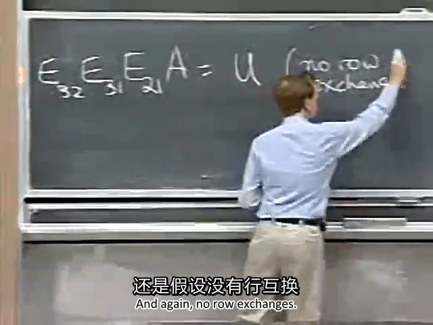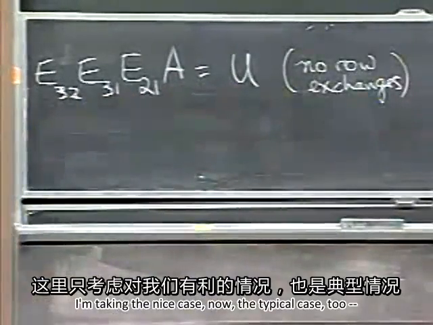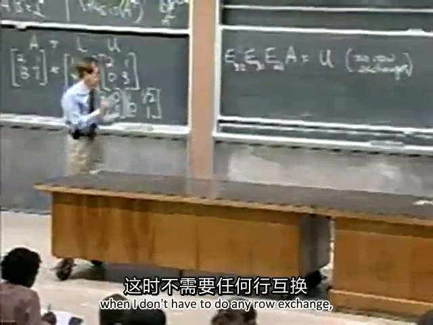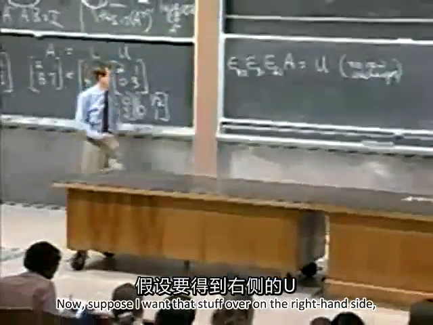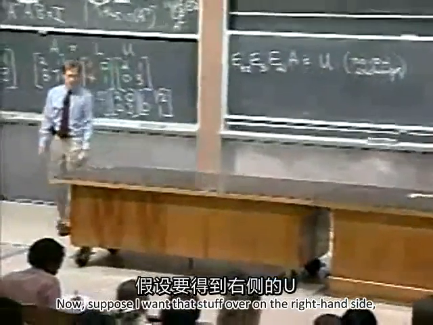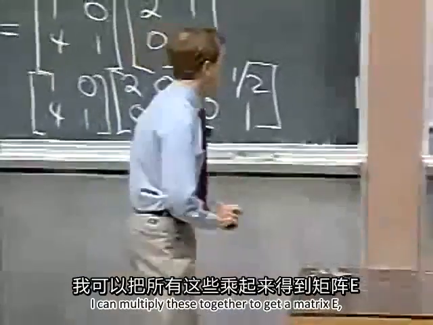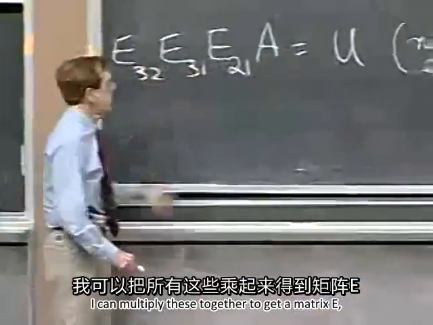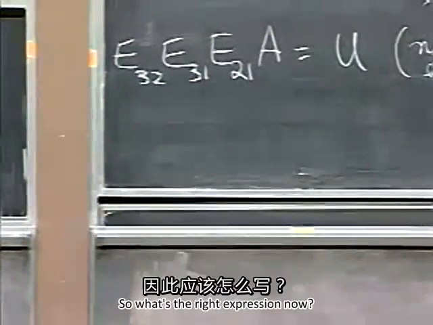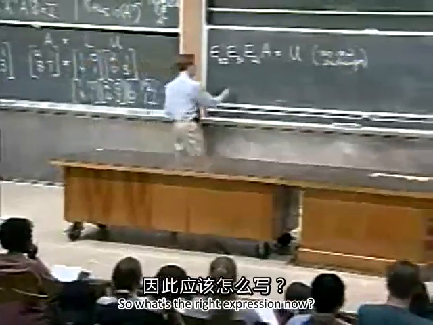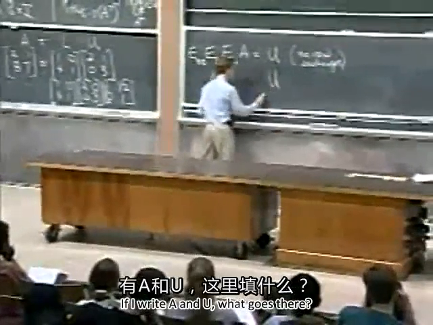I'm taking the nice case now, the typical case too, when I don't have to do any row exchange. All I do is these elimination steps. Okay, now, suppose I want that stuff over on the right-hand side, as I really do. That's like my point here. I can multiply these together to get a matrix E, but I want it over on the right. I want its inverse over there. So what's the right expression now? If I write A and U, what goes there?